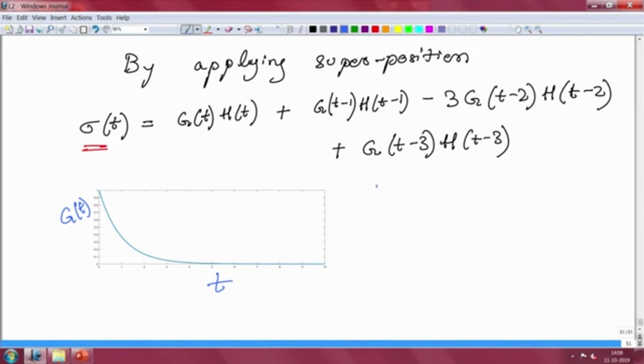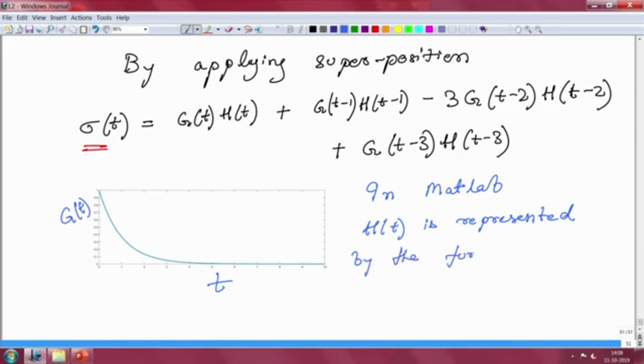So, in MATLAB, you are free to use any computing language, but for most of the problems I work out, I will try to work out in MATLAB. Okay. So, in MATLAB, h(t) is represented by the function Heaviside, and Heaviside takes a scalar input, and this will compute for you a given function.